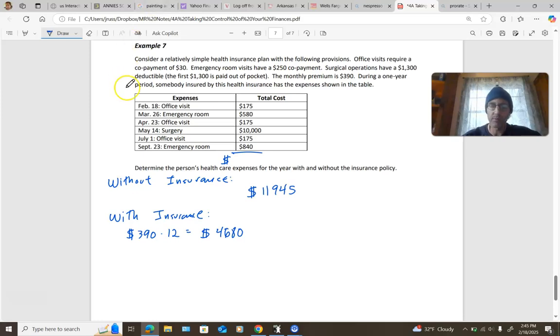Now you're still going to have a responsibility for these different expenses. So for an office visit, all you're going to pay is the copay. Okay, so for this one, you're only going to be responsible for $30. But for the emergency room visit, you have a $250 copay. And then the insurance company pays whatever's left over. So you're going to pay $250. And then again, for this office visit, you're going to pay $30.